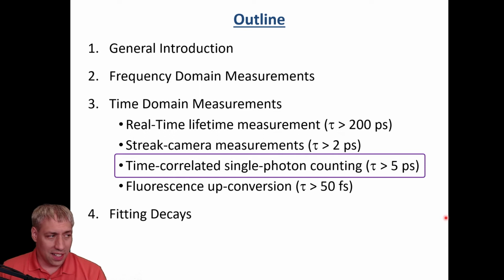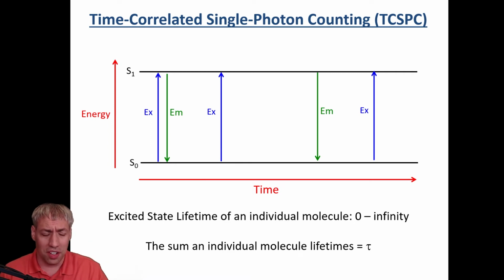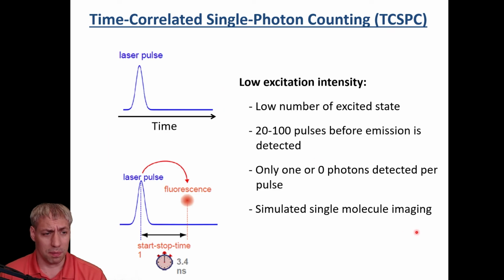All right, so the next technique we're going to talk about is time-correlated single photon counting. Time-correlated single photon counting, also known as TCSPC, is analogous to the experiment we talked about earlier with a single anthracene molecule, exciting it and seeing how long it waits to emit, and then doing this over and over again to get a signal. Again, the excited state lifetime of an individual molecule is 0 to infinity, but when you sum all those together, you essentially get the probabilistic lifetime of that molecular species, and that's where your lifetime comes from.